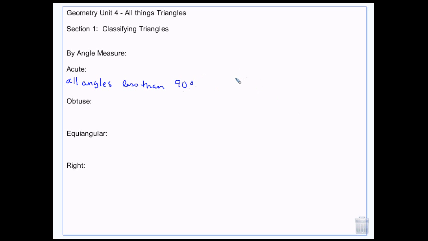And so you get, that's very crooked. We get like, you know, all the angles are skinny. They're all less than 90 degrees. Obtuse triangles have one angle greater than 90.